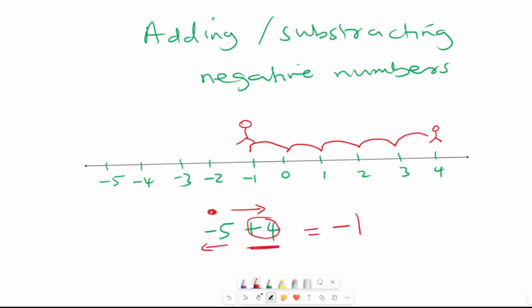Okay. Or I could have done it the other way. I find myself on -5, and because it is +4, I need to take 4 steps heading into the positive zone. So 1, 2, 3, 4. And I find myself here again at -1.